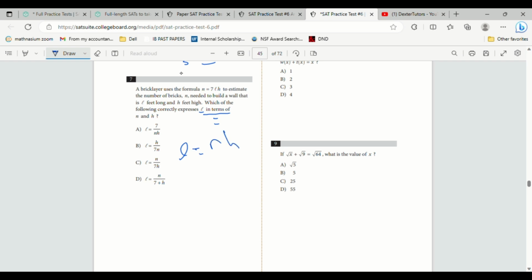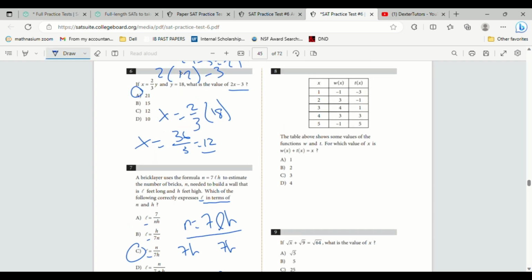So as you can see with all 4 of our choices, we have L equals equations. And so we need to simply rewrite our given equation so that we have L equals. So we have N equals 7LH. How can we isolate L? Well, we can divide both sides by 7H because 7, L, and H are all being multiplied together. So we get L equals N over 7H, which is C.